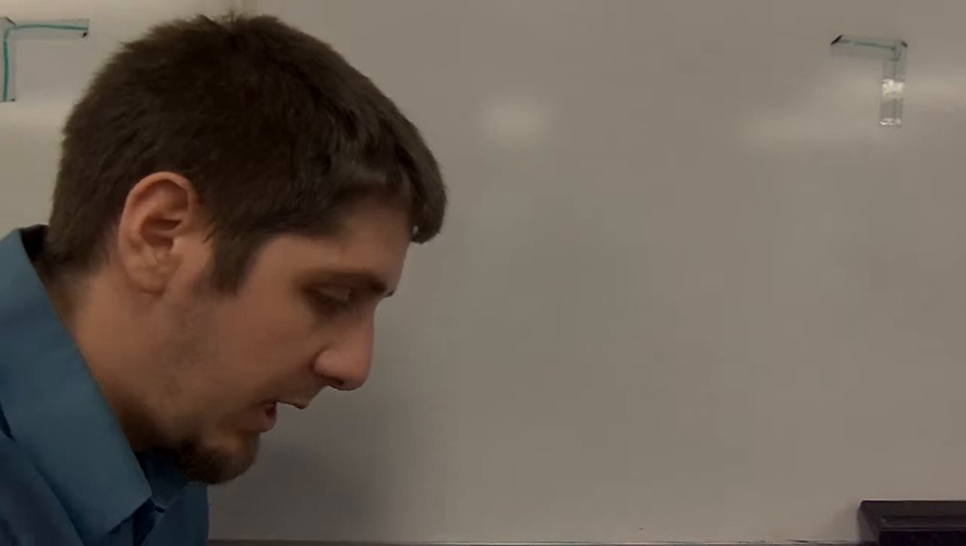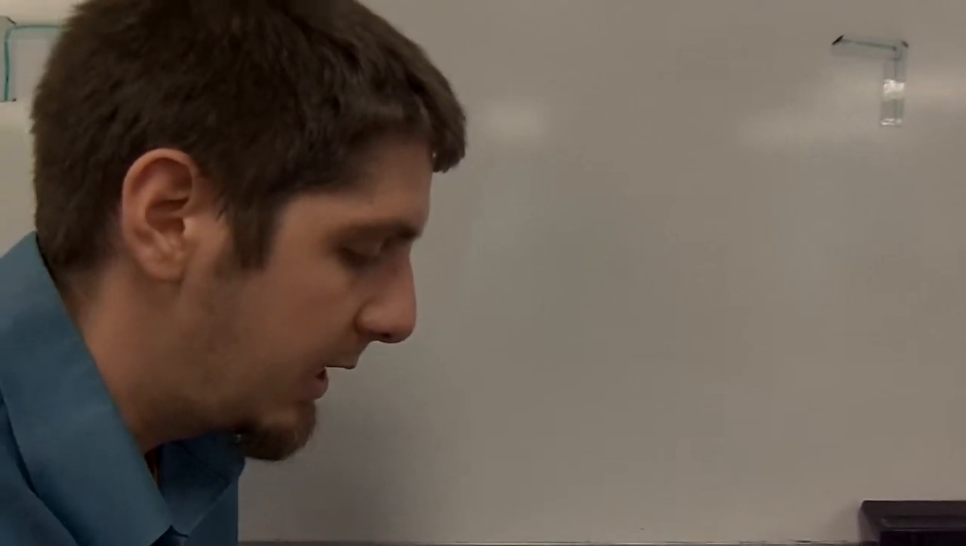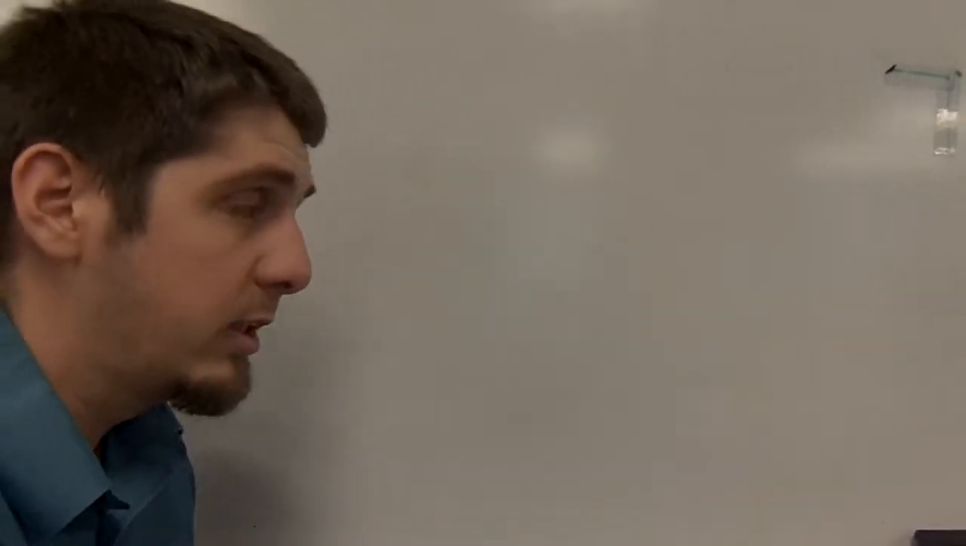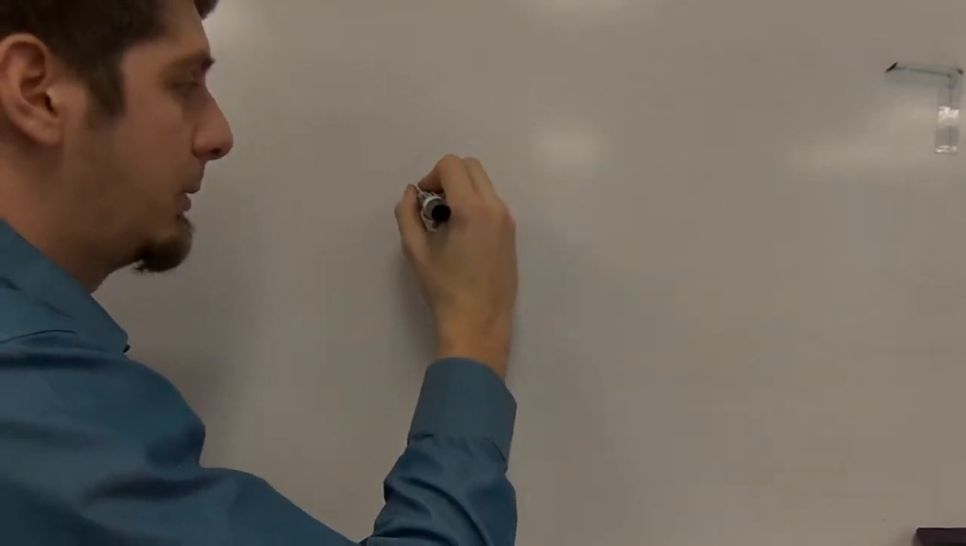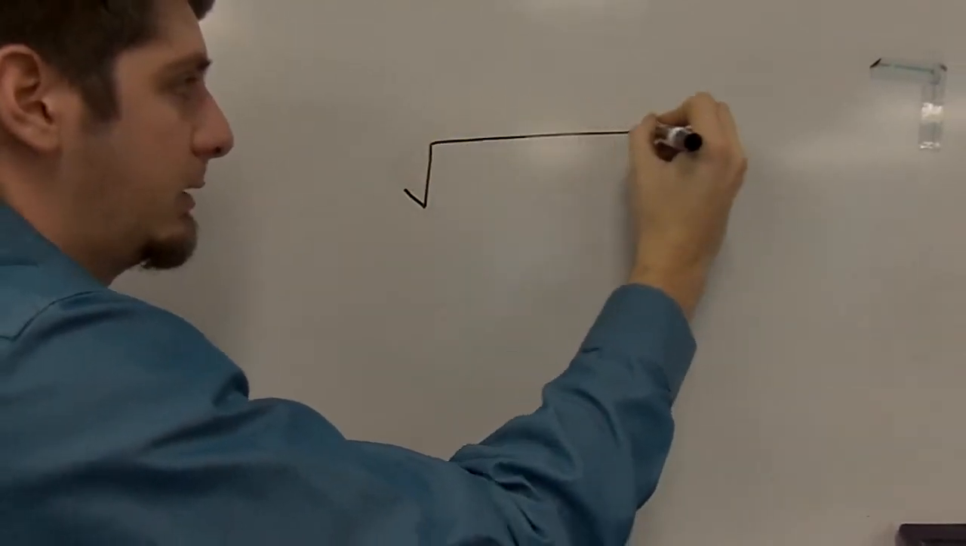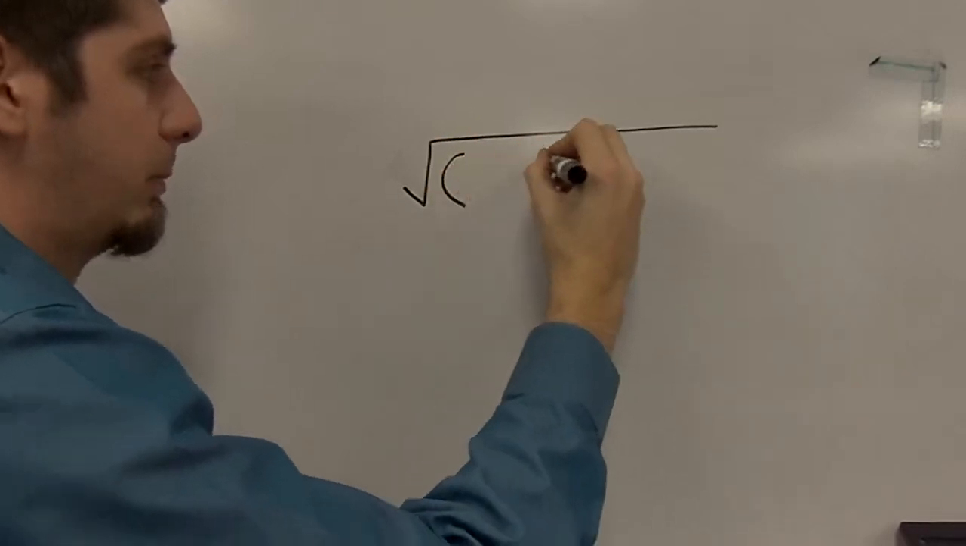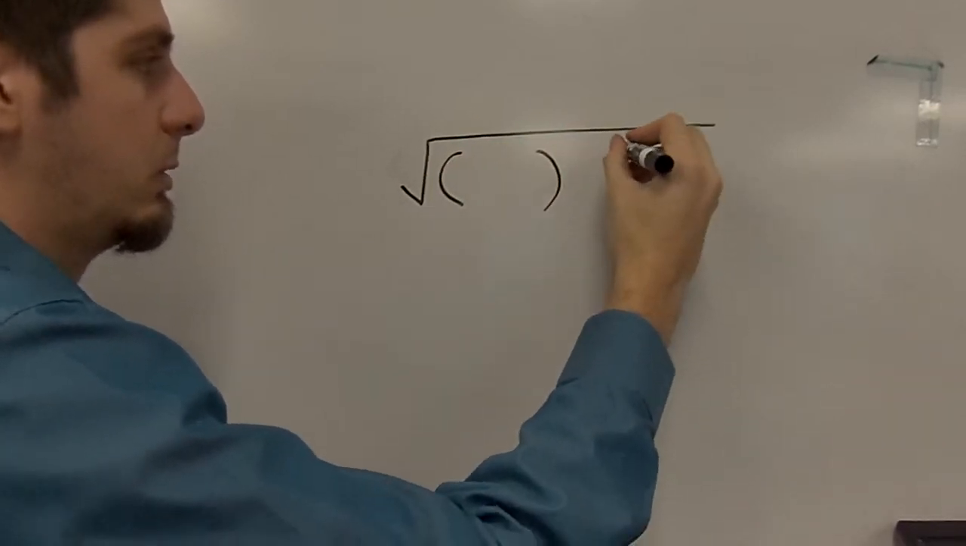I'm Mr. Kangas, and today we're going to be taking a look at Chapter 9, Section 5, the distance formula. In this lesson in particular, we are going to be taking a look at what the distance formula is and how you use it. The distance formula looks a little complicated, but really isn't that bad. So what is going on here?